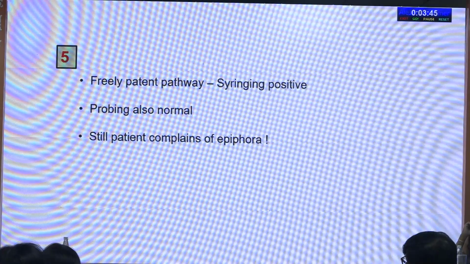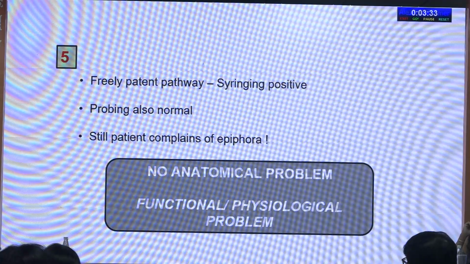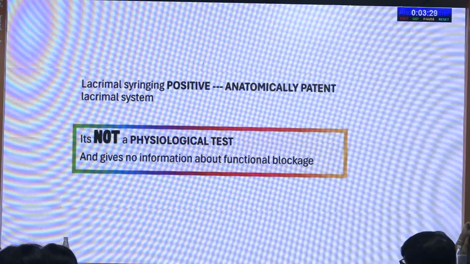Now coming to the last, here the syringing is positive. That means freely patent pathway. Probing is also normal, but still the patient complains of epiphora. That means here the lacrimal system is anatomically patent. So it is a case of functional or physiological problem. So if lacrimal syringing is positive, that means anatomically the lacrimal system is patent. So it does not give any information about the functional blockage.